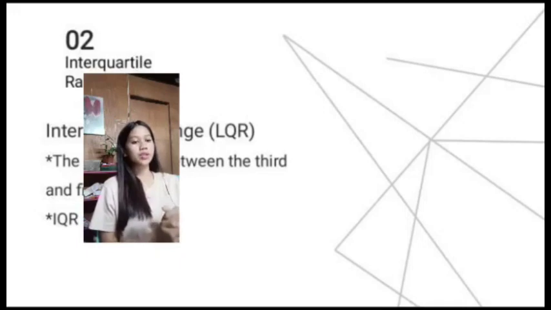So next we're going to talk about the interquartile range. The interquartile range is the difference between Q1 and Q3. So the formula will be Q3 minus Q1. We use this a lot when we are looking for outliers.